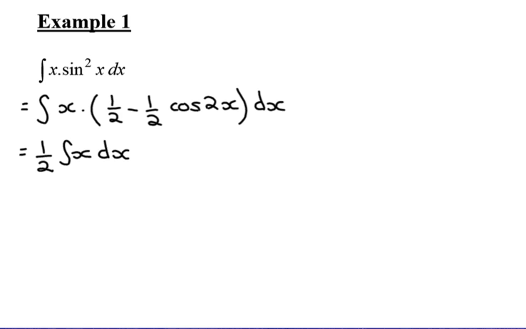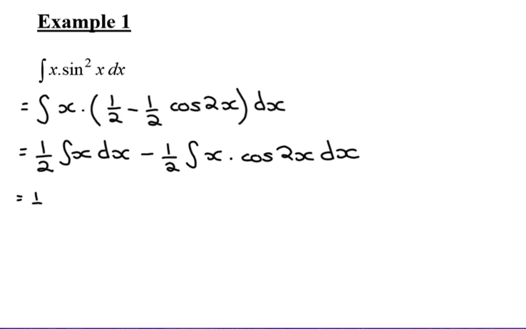Then I've got, here's my minus, and I distribute that x in now to the second term. Immediately I can take that half out. So it's a half integral of x times cos 2x with respect to x. This first one I don't need integration by parts for, I can just integrate. This is the portion where I will use integration by parts. So let's first start by working with that.